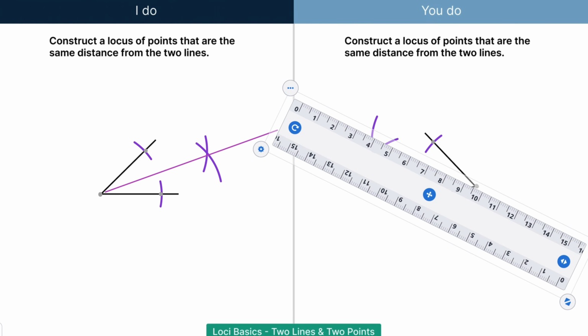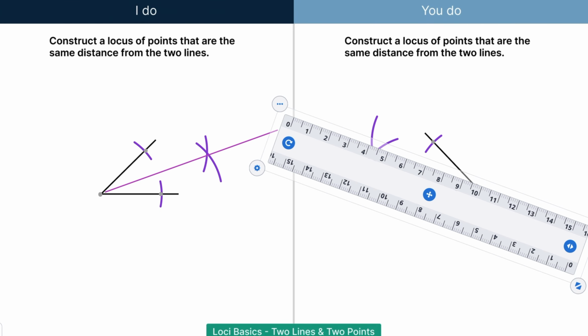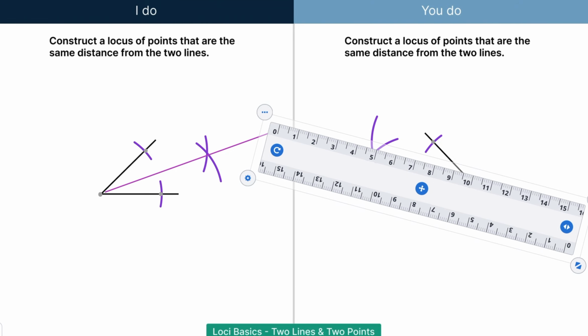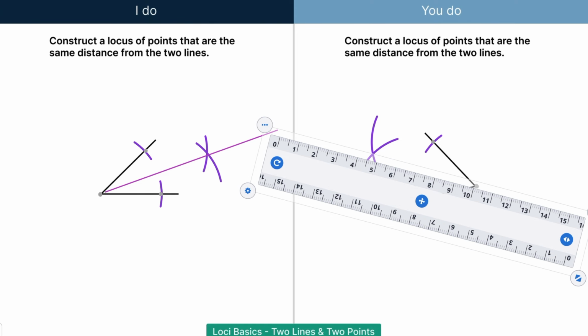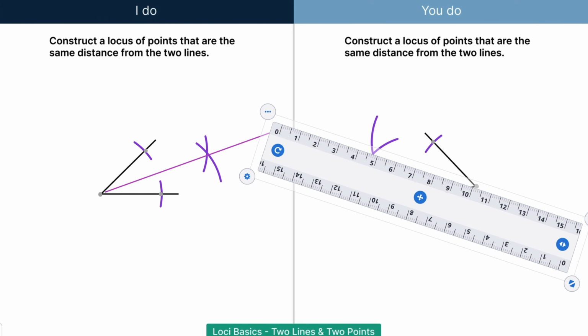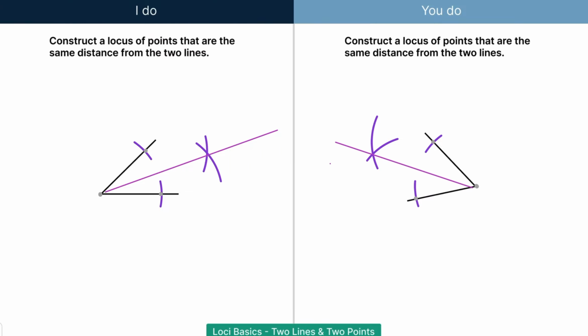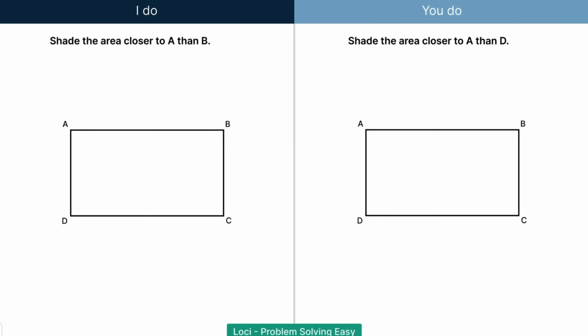And now it's just a case of drawing a straight line that goes through, that needs to be turned a little bit more, from there straight through there. And there we go. So that is how that would look. Now moving on, so it says shade the area closer to A than B. So I can see that A is here and B is there.